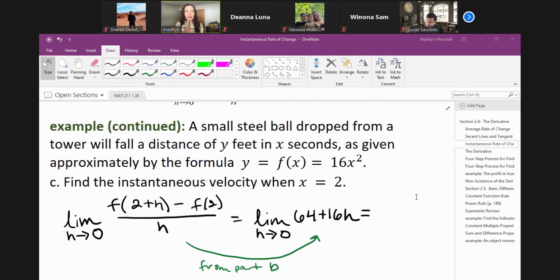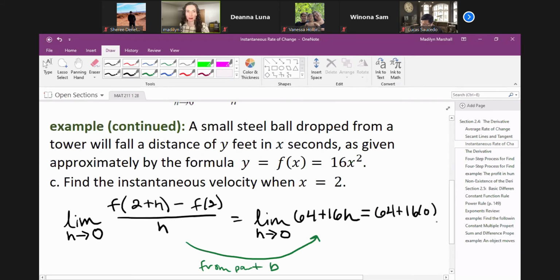And how do we find this limit as h goes to 0? Plug in 0 for h. Yes, exactly. Here we can just plug in 0 for h. So this is one of those situations like in those first limits we were doing where nothing bad happens when we plug 0 in. That's not a 0 in a denominator or anything. So we can just plug in 0 for h and we get 64 feet per second.